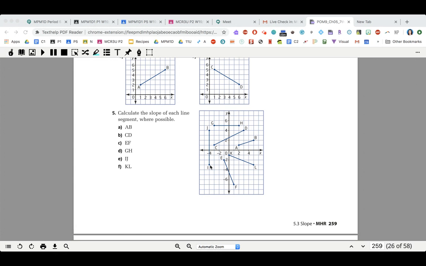Put that in the calculator and you should get undefined or a math error, okay? Any number divided by 0 is equal to undefined. So a vertical line has an undefined slope. Meanwhile, a horizontal line has a slope of 0. And then these ones will have some positive values and these ones will have some negative values. I hope that helps.